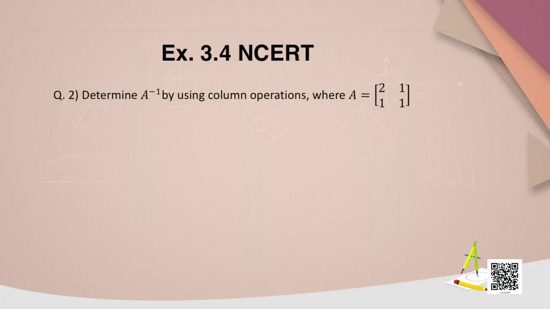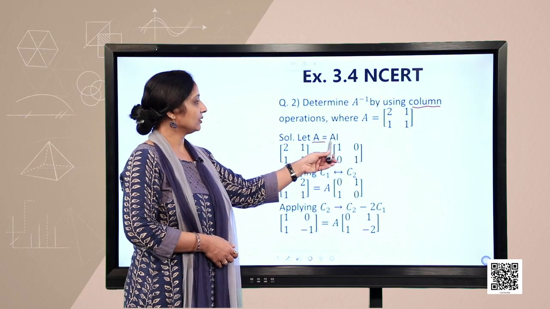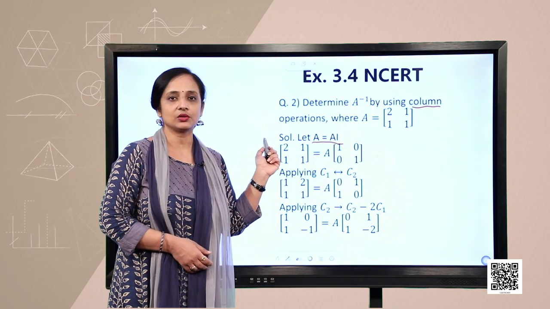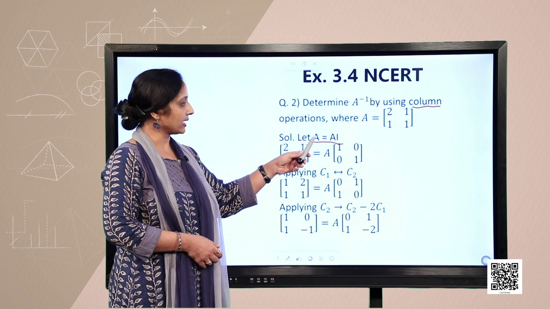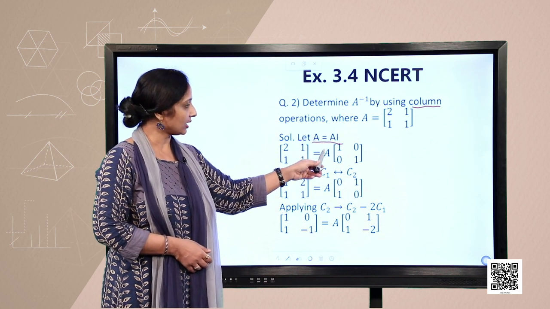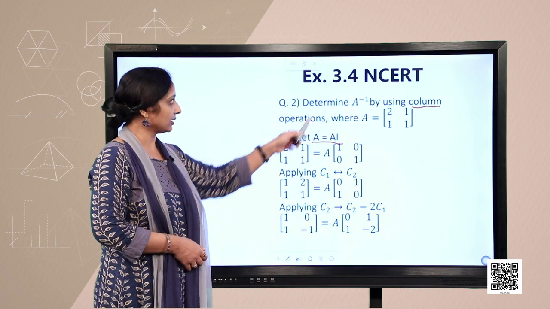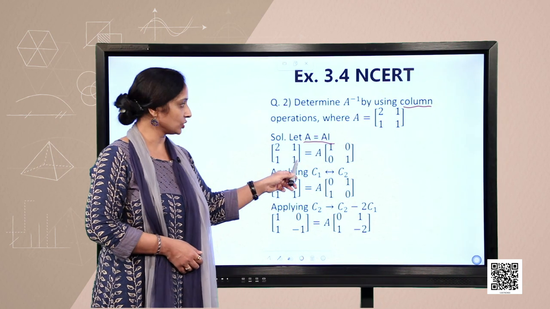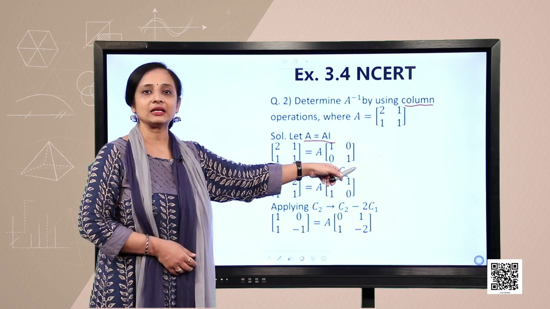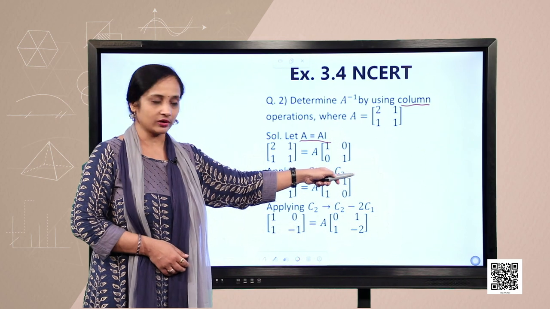Moving further to the next question, of second order matrix only, but this time we are going to use column operations. So just make sure that throughout the question we are going to use only column operations. How do we have to start? We'll start by writing A is equal to A times I. Again, like in the previous question, this A is going to be written throughout in this manner only. So write A here, whatever the question has given you. The identity matrix I has been written. It is also of the same order 2.